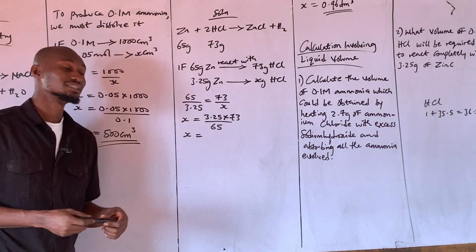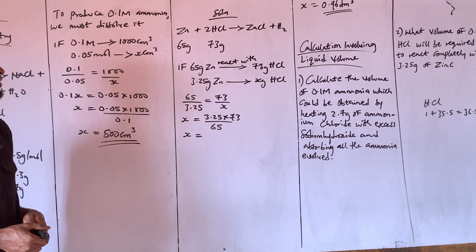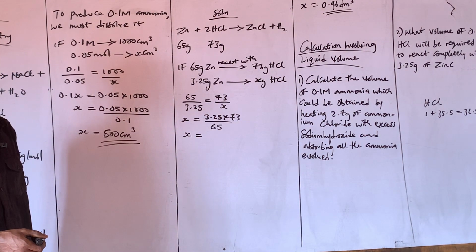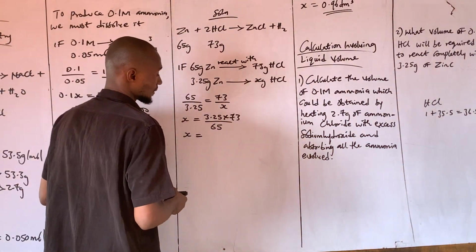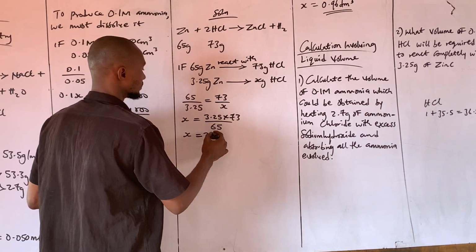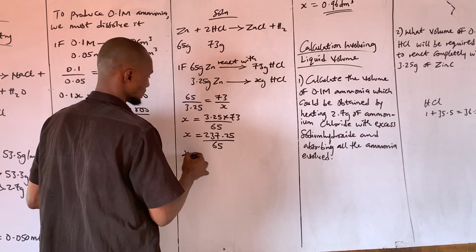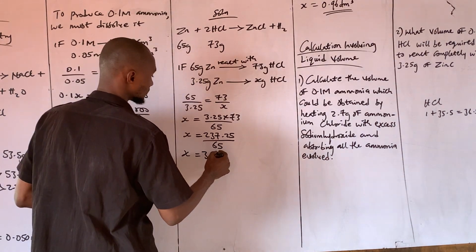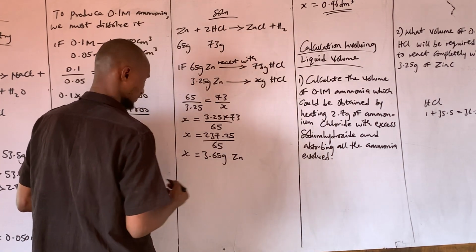3.25 times 73 gives 207.25. Divided by 65, what do you have? 3.65. So X is 3.65 gram of HCl. Is that correct?